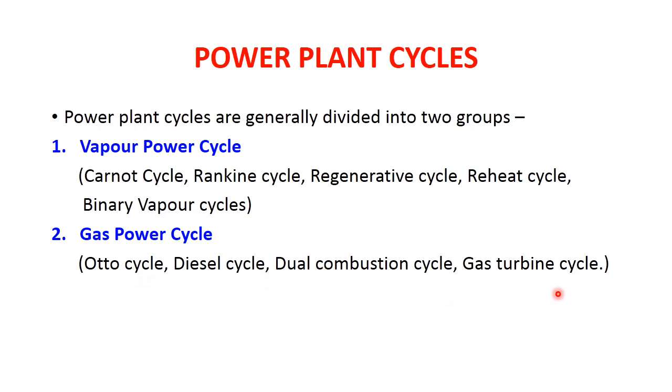Basically, the vapor power cycles are the ideal cycles, and they act as a base for all these types of cycles. And the gas power cycles are the cycles which are used in actual IC engines. When petrol is used, the cycle is known as the Otto cycle. When diesel is used as a fuel, the cycle is the diesel cycle. If any particular gas or two fuels are used for combustion, then it is a dual combustion system, and then the gas turbine cycle. So we will go to the next slide.